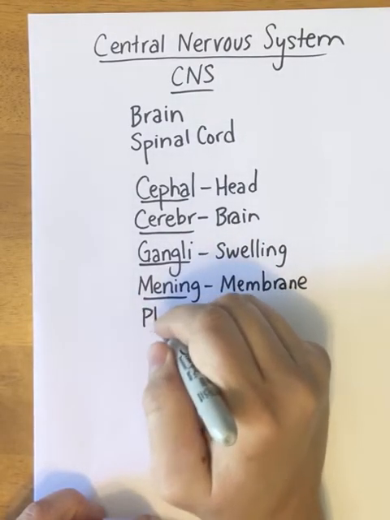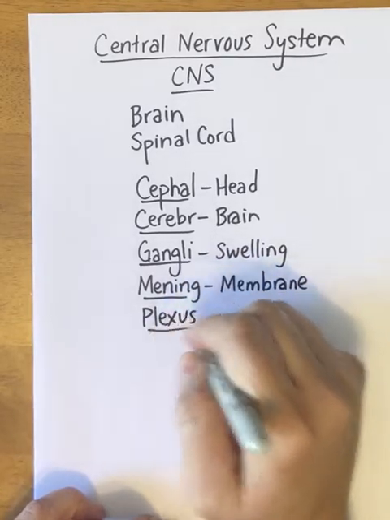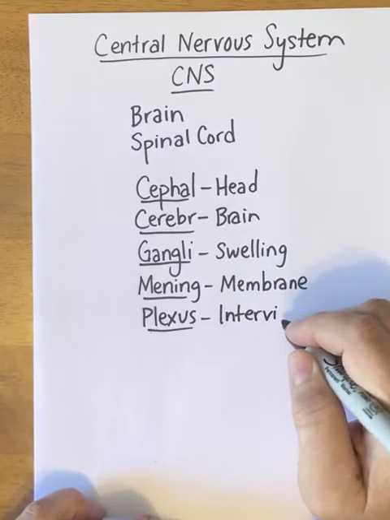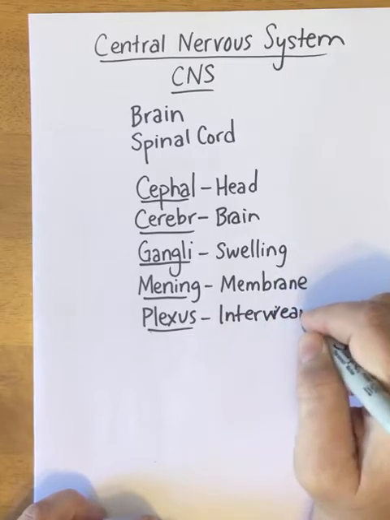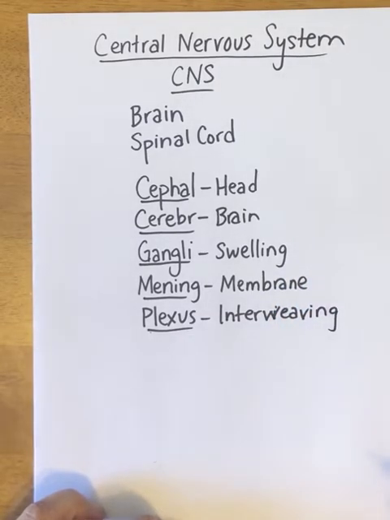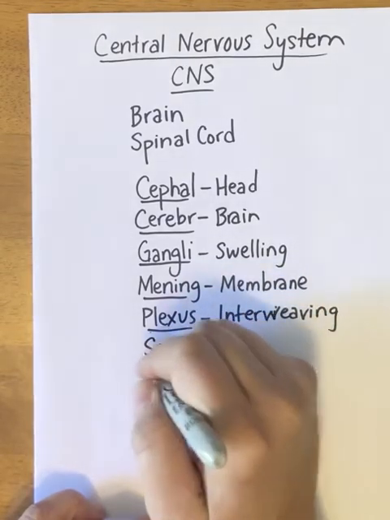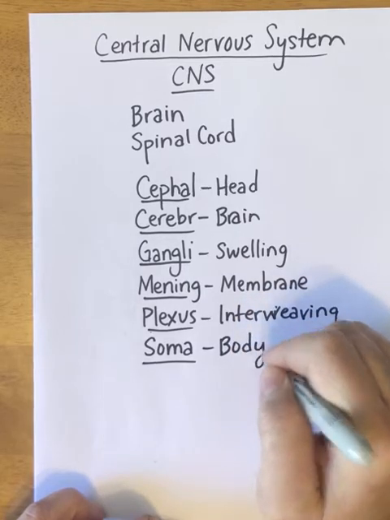The word plex means interweaving. Spelled that wrong. Interweaving. And the word somatic always means body, like the somatic nervous system.